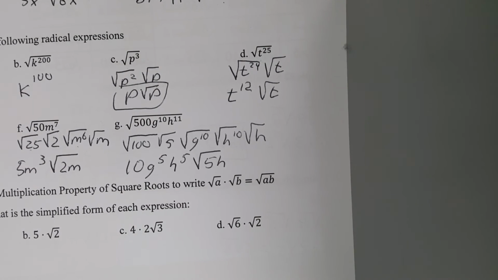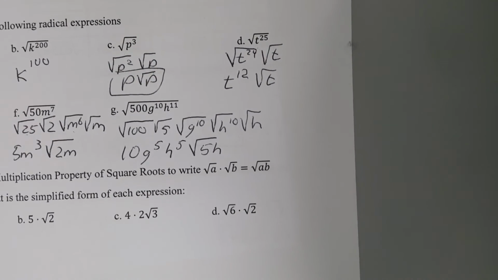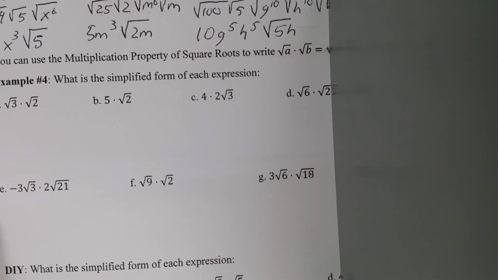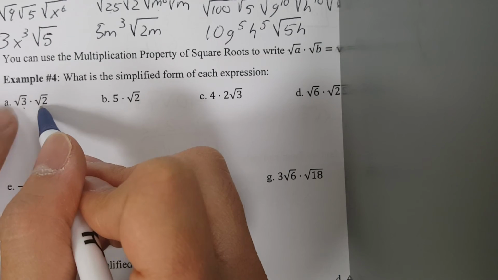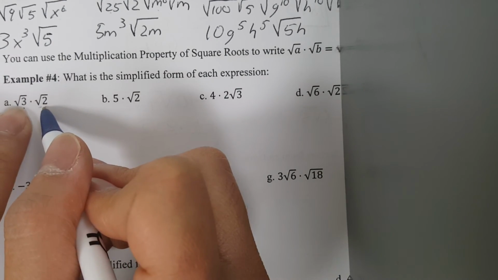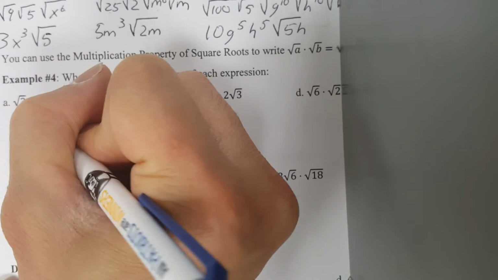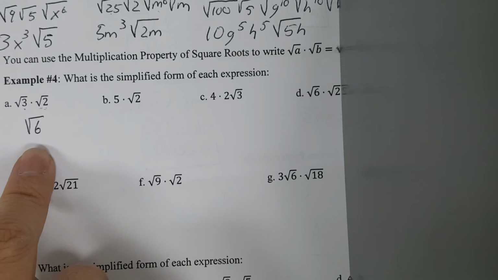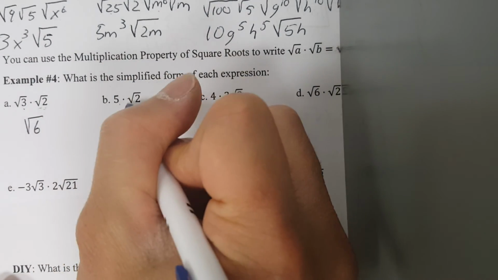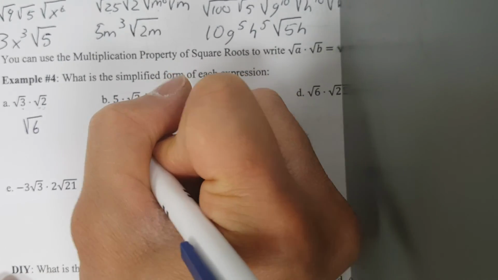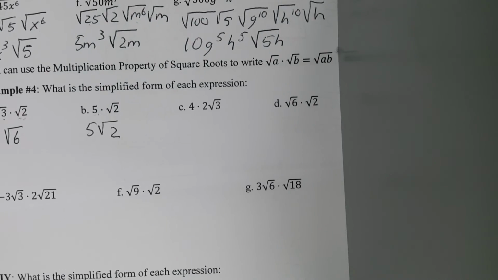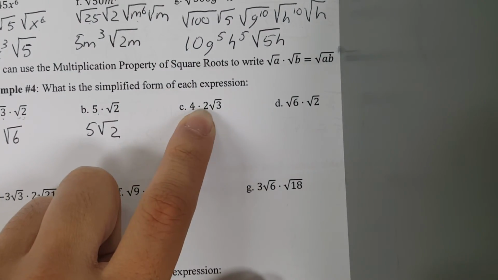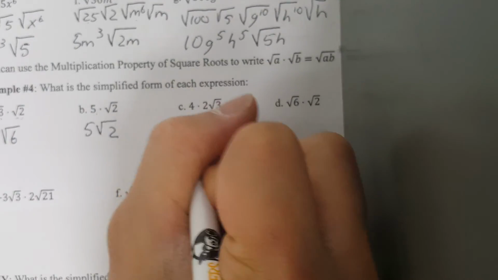So now we're going to go into multiplying. If you multiply square roots, if they're both radicals, you can just multiply the things that are inside. So this just becomes radical 6. And always ask yourself, can I simplify that? You can. This one's not under a radical, so we just put it together. 5 radical 2. This one, you just multiply the numbers that are outside the radical. So this is 8 radical 3.